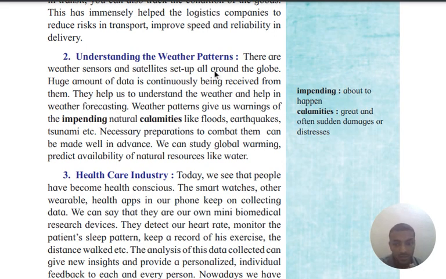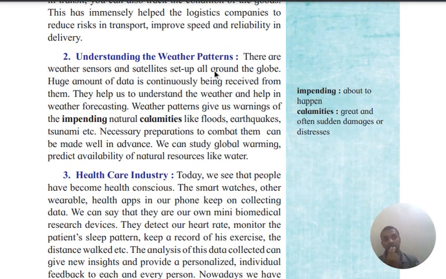There are weather sensors and satellites set up around the globe. A huge amount of data is continuously being received from them. Obviously, if there are satellites and sensors around the globe, we will get the data from them. And they help us to understand weather and help in weather forecasting.